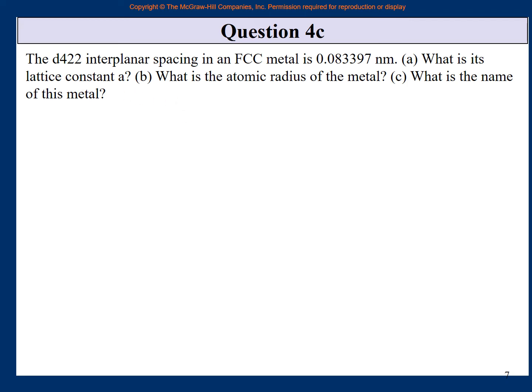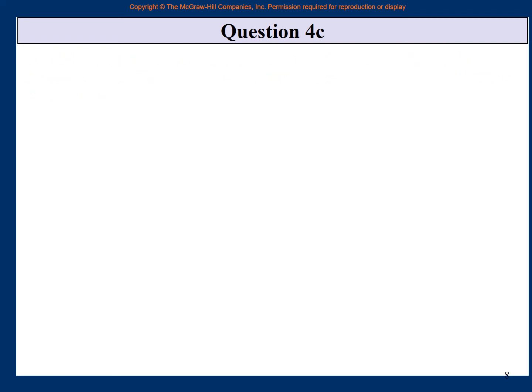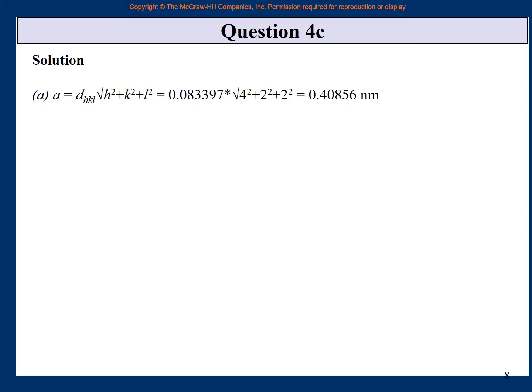So once again, you read what is given. The d422 interplanar spacing is given, the value is given, and it is given that it is an FCC metal. So these two are given, and then you have to find the lattice constant a, you have to find the radius R, and you have to name which metal this is. If you are here, then you have already solved it. So let us see the solution.